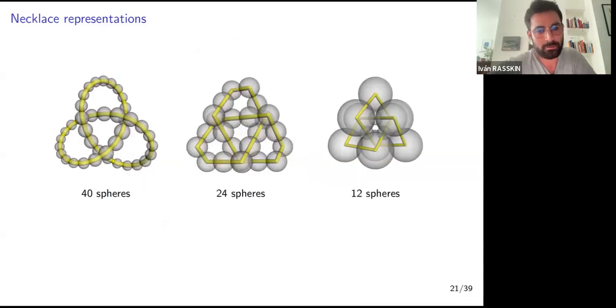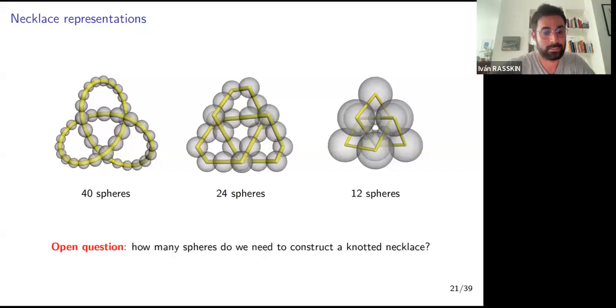So there is a natural question about this construction. Given a knot, what is the minimum number of spheres that we need to construct a necklace representation for this knot up to isotopy? For example, here we have 3 necklace representations of the same knot, the trefoil knot. So this is an open question. The minimum number of spheres for the trefoil knot is not known.